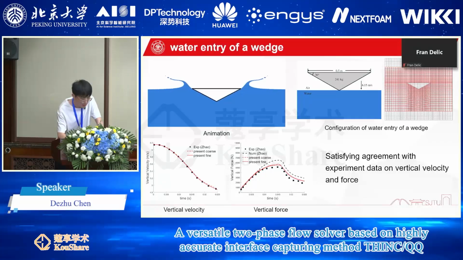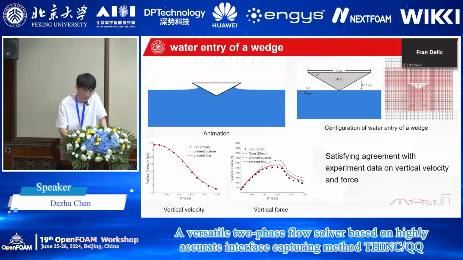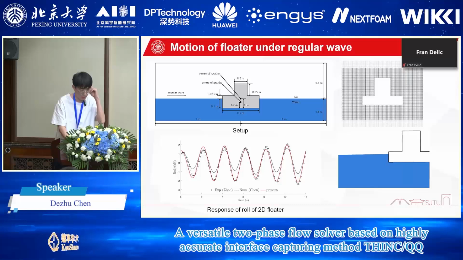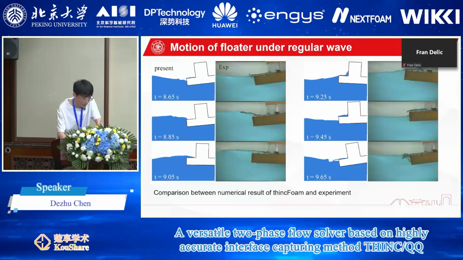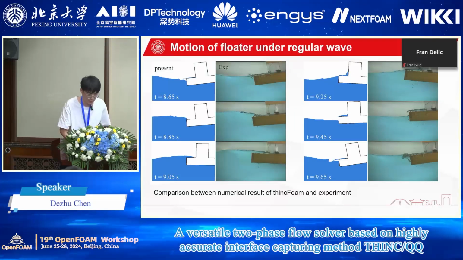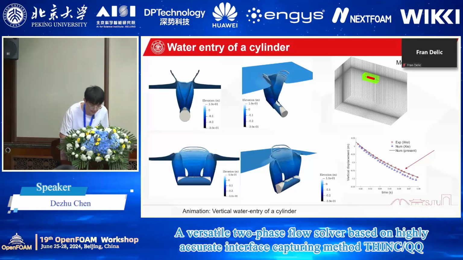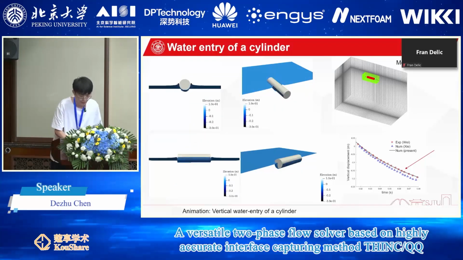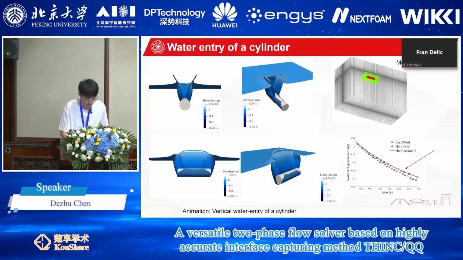So next is about the overset solver. This is a water entry of a wedge. We can obtain satisfying agreement with experimental data on vertical velocity and force. And this is the motion of a floater in a regular wave. We compare the numerical results of SyncForm and the experiment. It matches well with experimental data. This is a 3D test, a water entry of a cylinder. We output the vertical displacement of this cylinder. It matches well with experimental data.